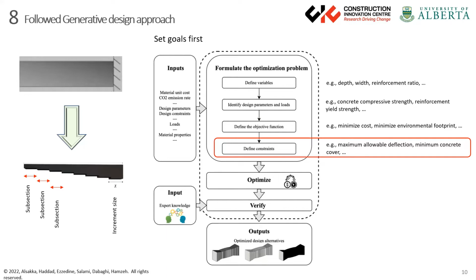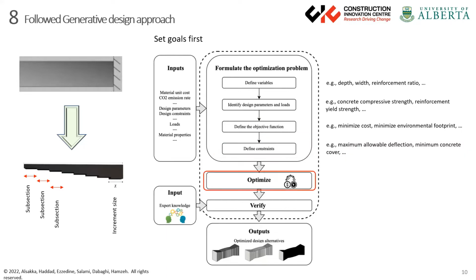Some examples of that include maximum allowable deflection or minimum reinforcement ratio that we should have in a beam. Then we run the optimization model to generate design alternatives that meet our design goals while satisfying the design constraints that we set in advance. Lastly, although the optimization model should only yield feasible solutions because we've already set the design constraints in advance, it's always better to double check whether the design alternatives are really structurally sound.